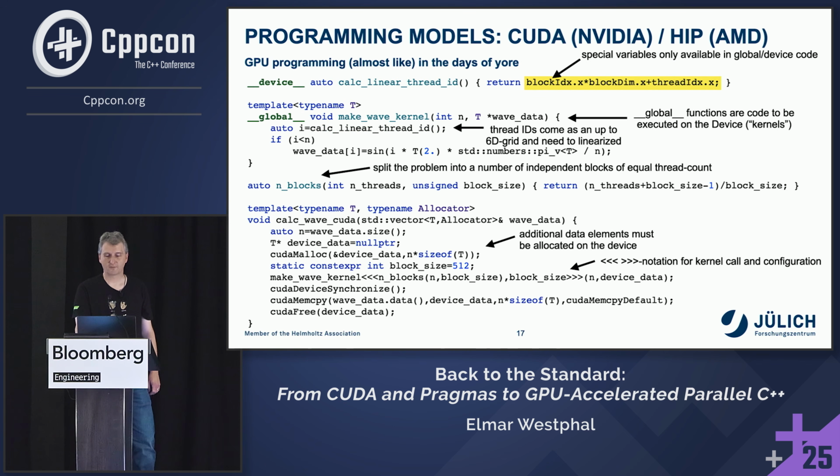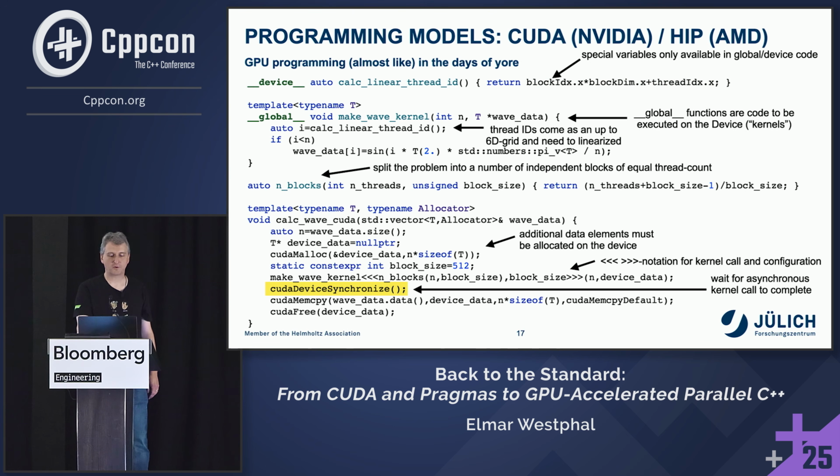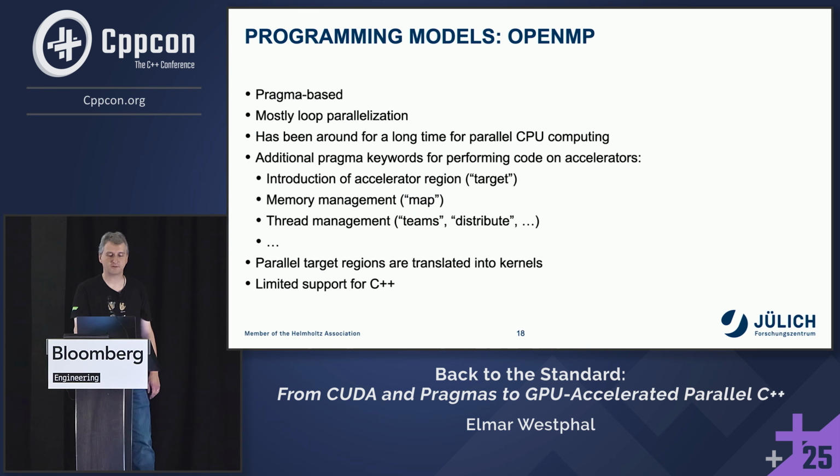Block index and thread index both can be 3-dimensional, so that's where the 6 dimensions come from. And after we've done our actual computation in the kernel, we need to synchronize, as kernels run asynchronously. Then we need to copy back the data that we just calculated and do some housekeeping, free up the pointer we allocated. And so that's what was done in the days of yore.